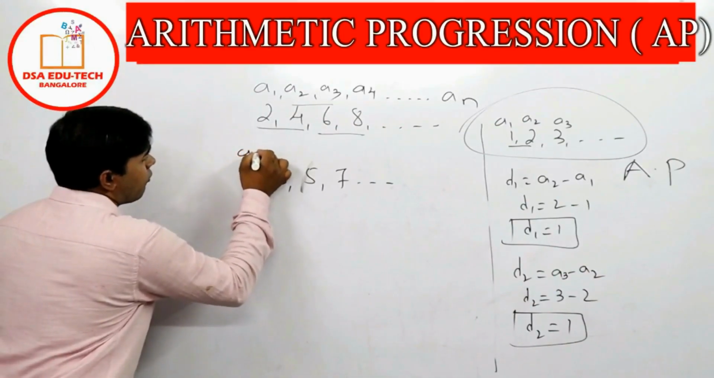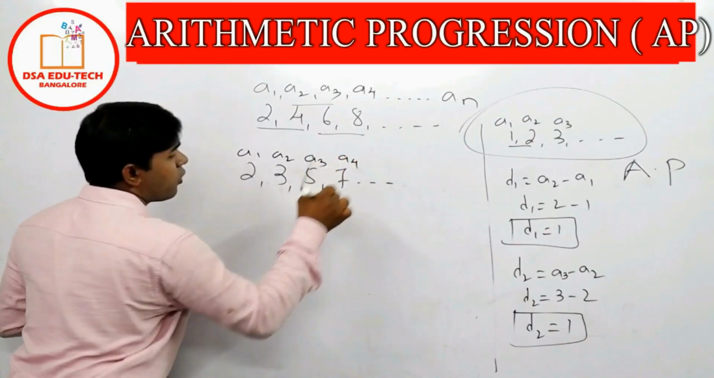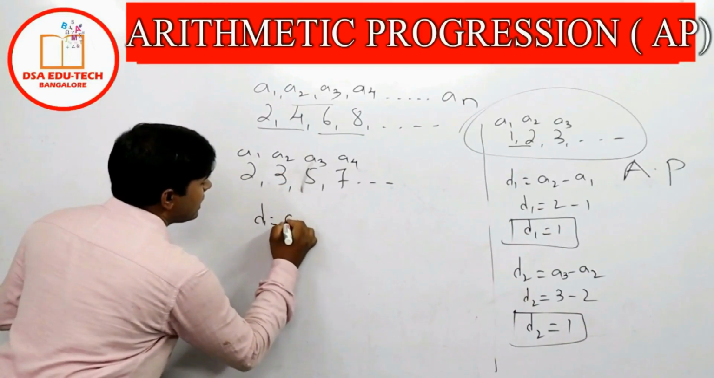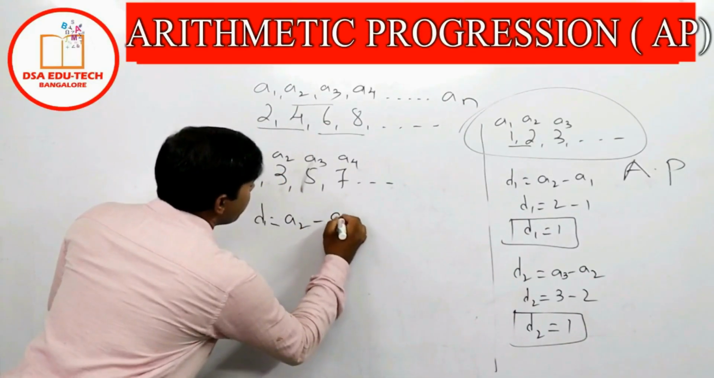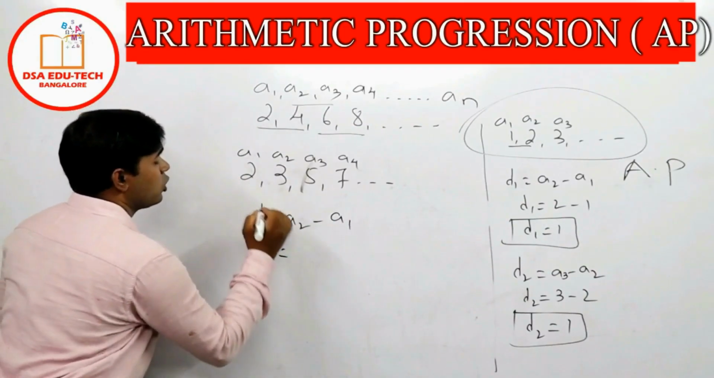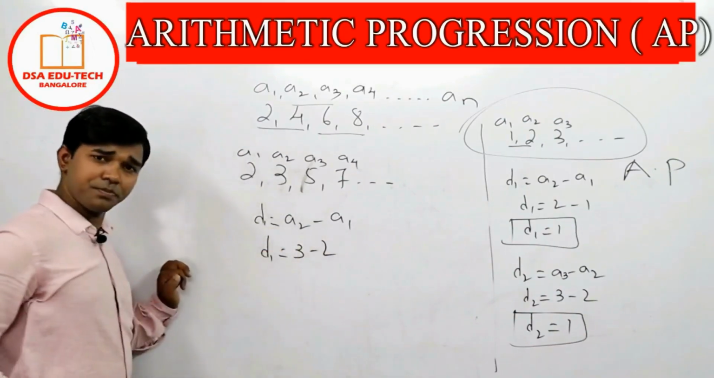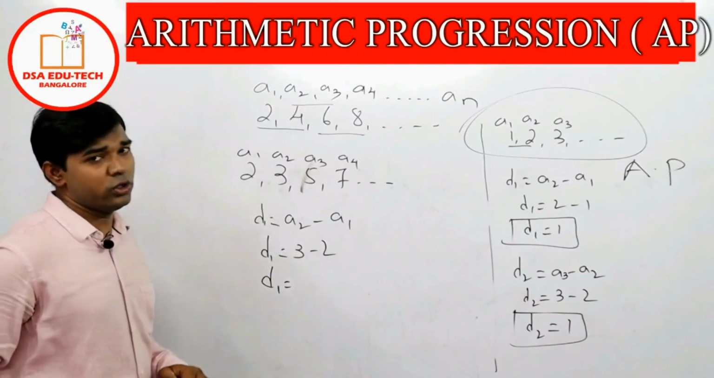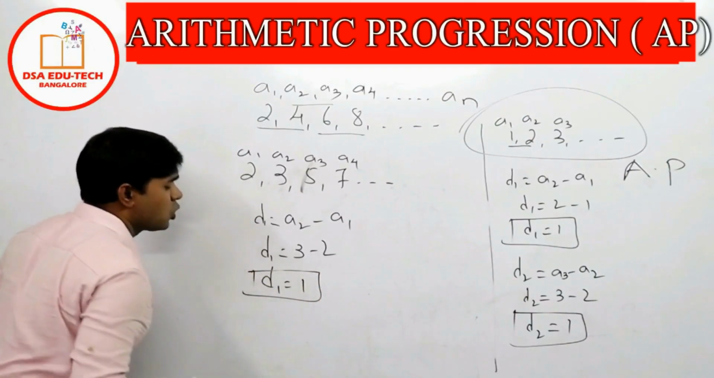This is my first term, second term, third term, fourth term, right? So I will write D1 is equal to, yes, very good. Who is telling from the back? Supama. Okay. So A2 minus A1. A2 is how much? 3 minus, and A1 is nothing but 2. So how much will you get? D1 is equal to 3 minus 2, which is nothing but 1. So we got D1 is equal to 1.